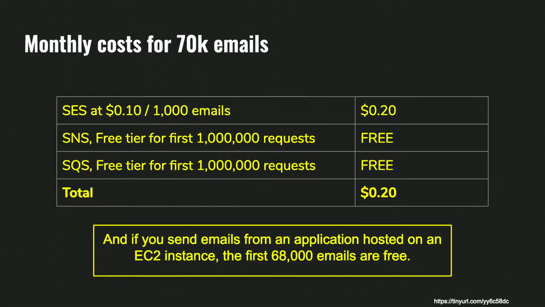It gets even better because if you send the emails from an application hosted on EC2, then the first 68,000 emails are free. So then for us, we're only paying for 2,000. We were initially customers of Acquia, and Acquia was running their infrastructure on Amazon, so whenever we were doing this, we got that benefit. But we moved to Pantheon. They use Google Cloud, and so now we're paying the $7 versus the 20 cents. So $6.80 is part of the cost, I guess, of moving hosting providers. But I mean, $6.80 is still not much.